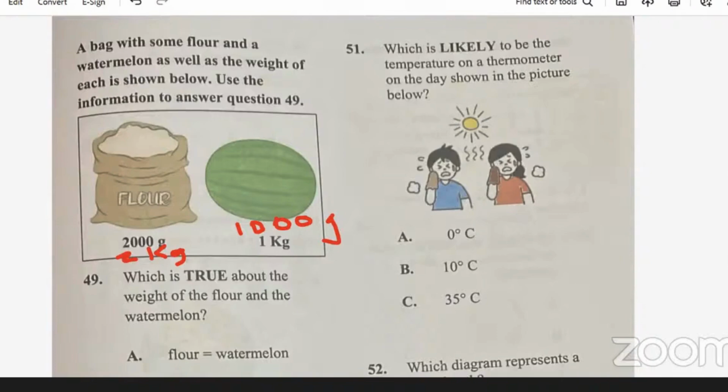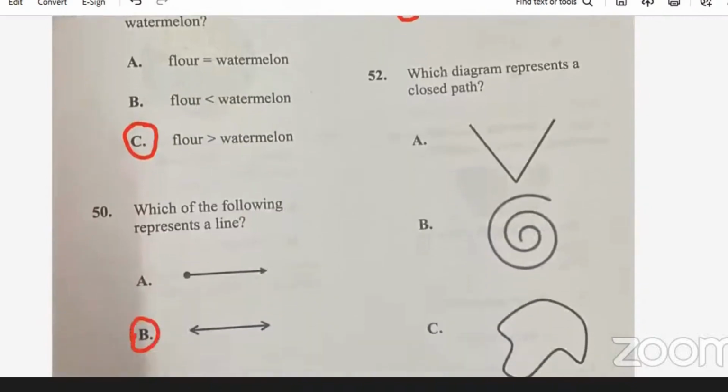All right, question 51. Which is likely to be a temperature on a thermometer on the day shown in the picture below? Can you see that the sun is shining and they are super hot? Is it 0 degrees, 10 degrees Celsius, or 35 degrees Celsius? 0 would be the point at which it's freezing. The lower the temperature, the cooler it is. The higher the temperature, the hotter it is. So it's safe to say that 35 is the one that would make them feel that sunshine, that heat.